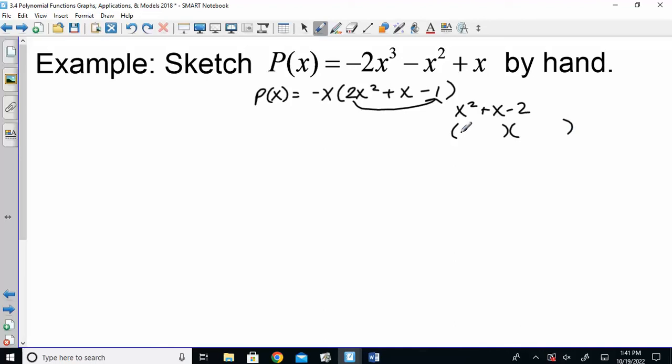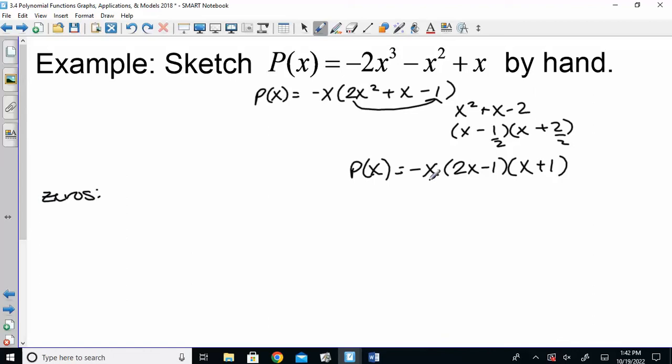Alright, so what multiplies to -2 and adds to +1? And then what do you have to do to each of those? So we have 2x minus 1, x plus 1, and we also need that negative x we pulled out. So this is the factored form. Alright, once I factored it, I can do the rest of the stuff.